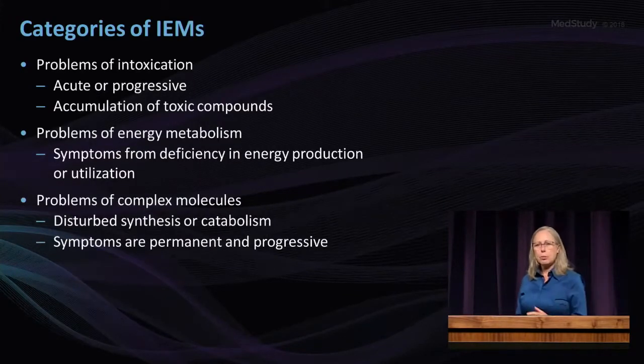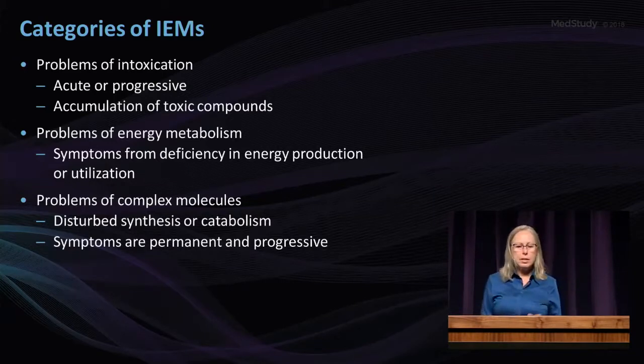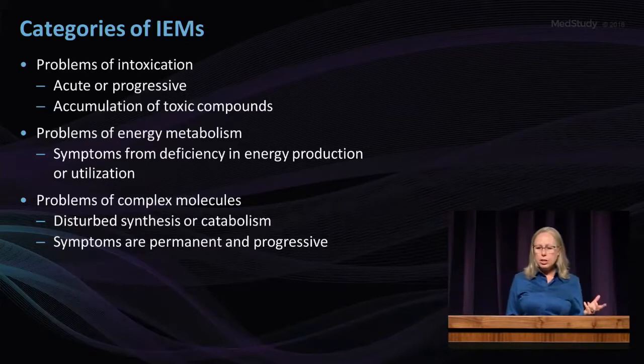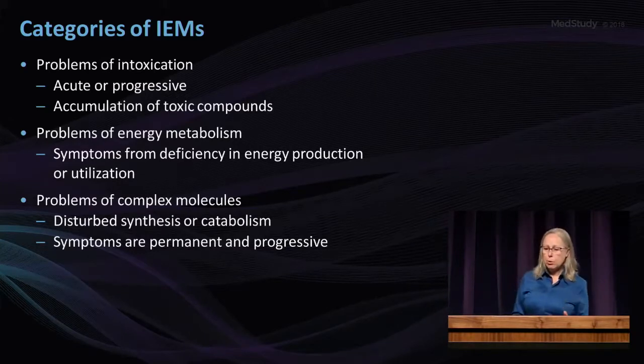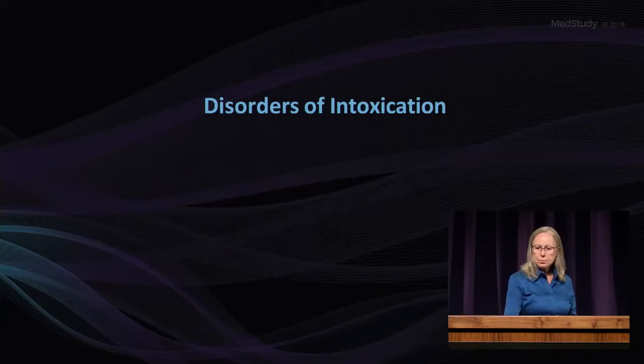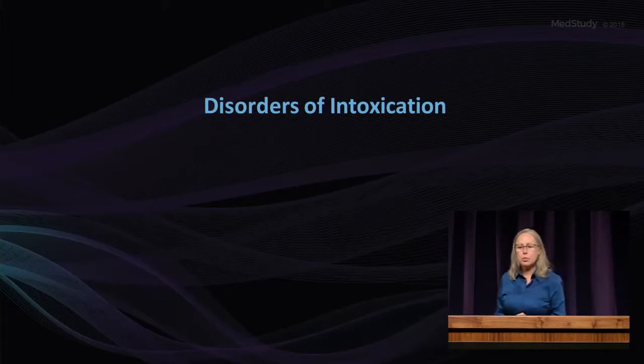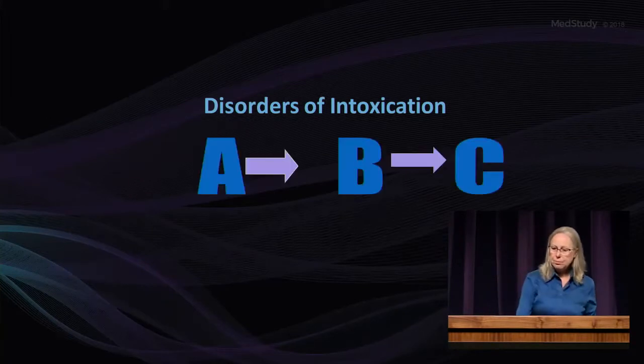All right, so our categories: problems of intoxications, acute or progressive problems, and it's due to accumulation of toxic compounds. Problems of energy, so you don't have enough energy in your system. And then the complex molecules, which are disturbed synthesis or catabolism, and the symptoms are permanent and progressive. So, first third of the talk is disorders of intoxication.